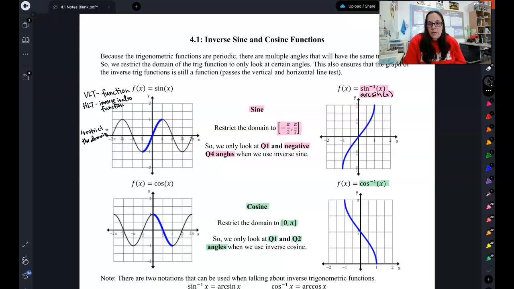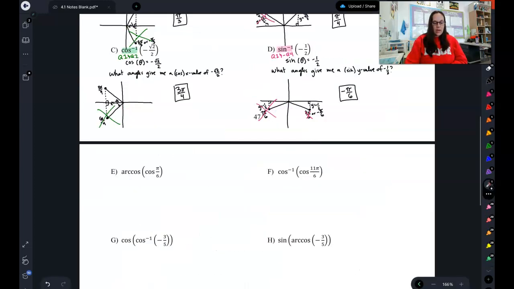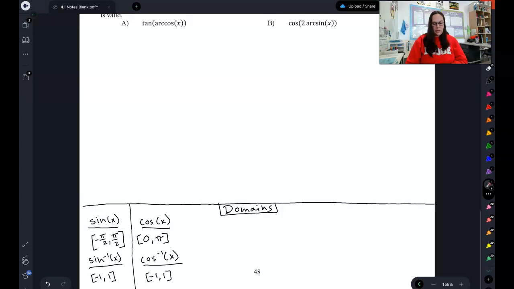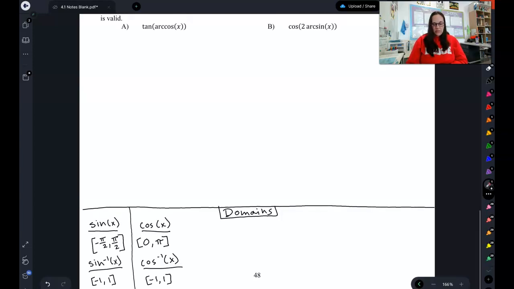To help us with the next part of the lesson, I would like you to create a little summary of the domains that we've talked about so far. So I just made it at the bottom of this page right here. I sectioned off this last part, I called it domains, and I have the 4 domains that we've learned about so far. So sine, we restricted the domain from negative pi halves to pi halves, quadrant 1 and negative quadrant 4. Cosine, we restricted the domain from 0 to pi, quadrant 1 and quadrant 2.